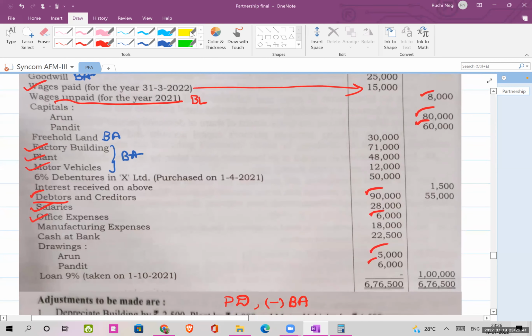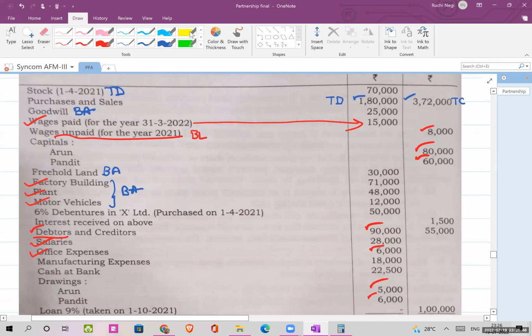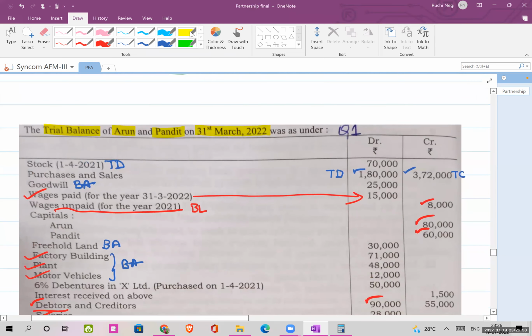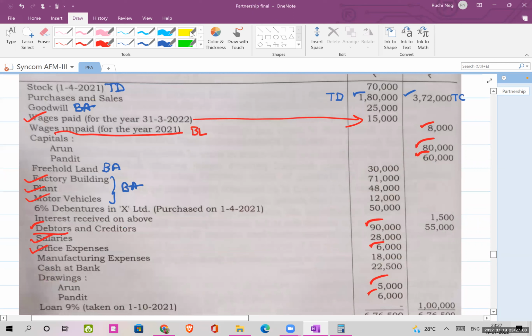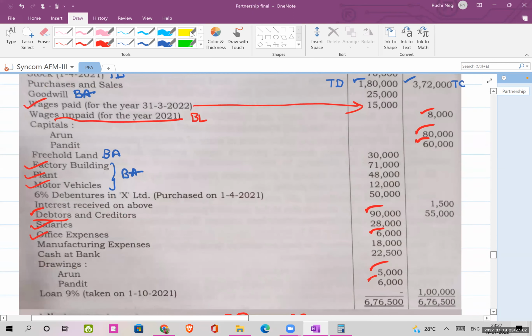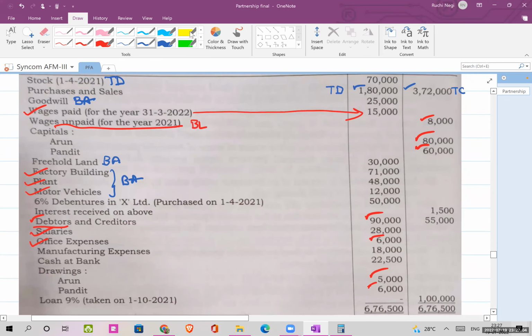Now see this. 6% debentures in X Limited purchased on 1st April 2021. What is your date? 31st March. So this was purchased on 1st April 2021, the first day of the year. So this is my investments because it is purchased. This is as good as investments. So this will be my balance sheet asset side, 50,000.